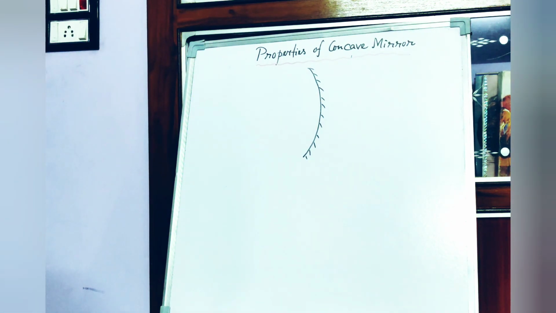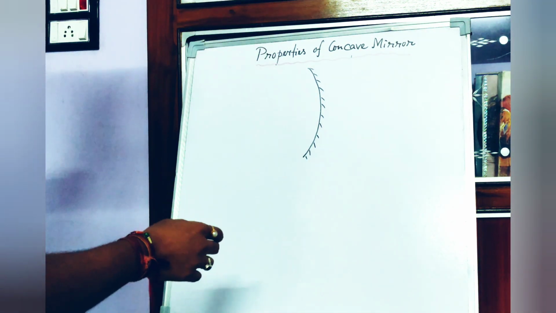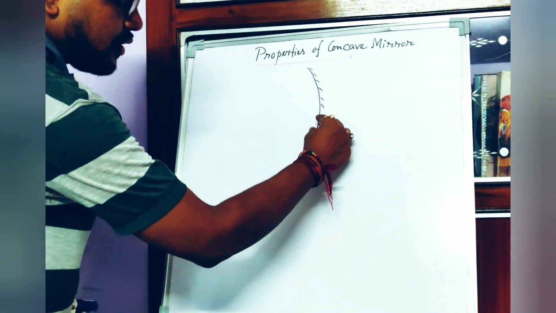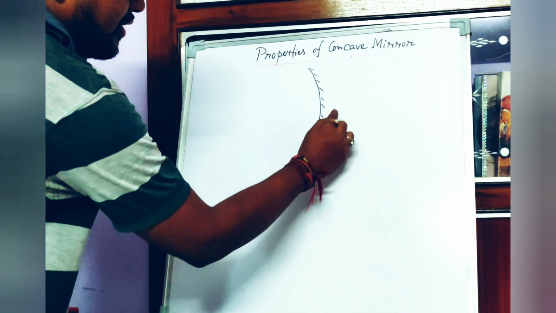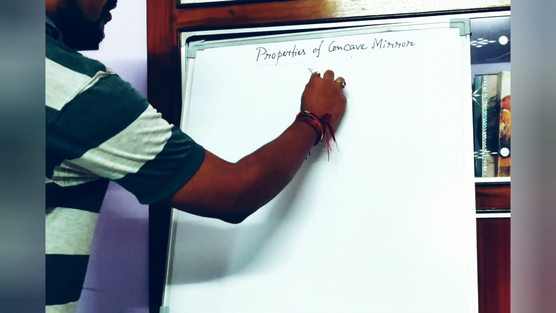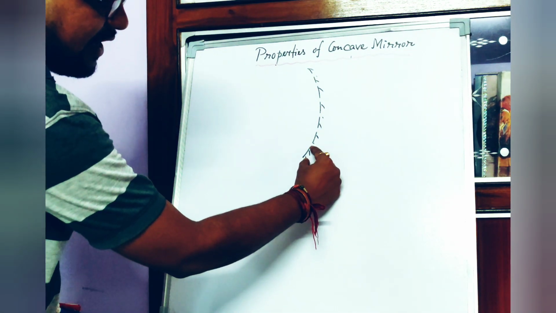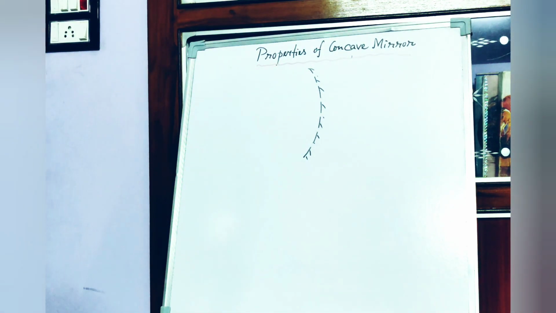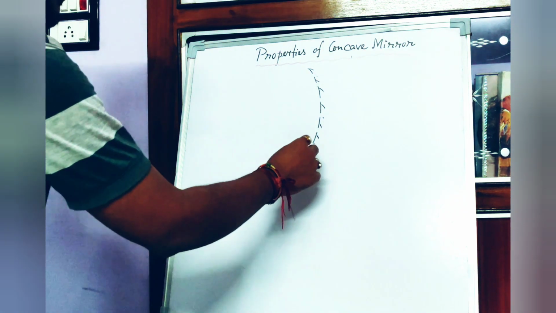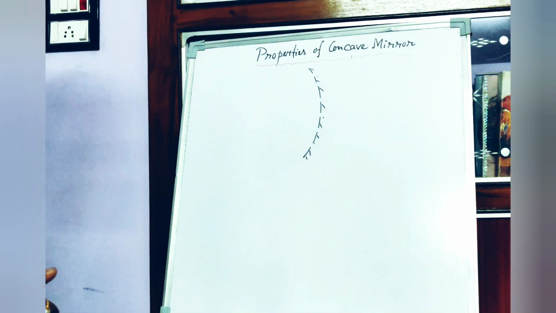right? Now, every sphere, if we take a small part of it, is a plane only. For example, if we discretize it like this and omit this, you can say this is a plane mirror, right? This is a plane mirror, this is a plane mirror. So I can consider that a concave mirror is a combination of so many plane mirrors together, right?